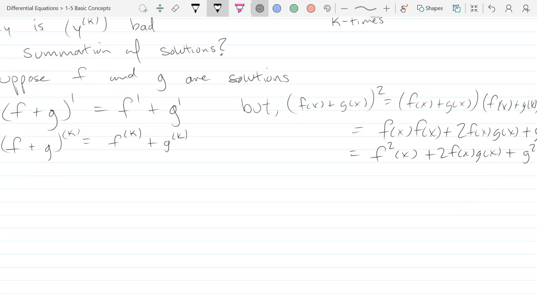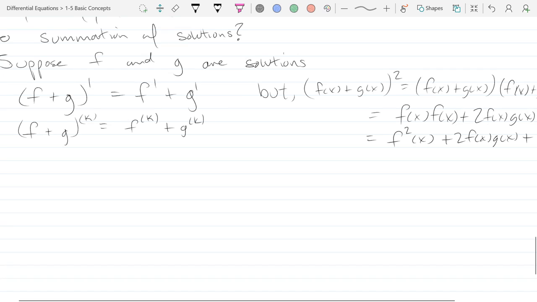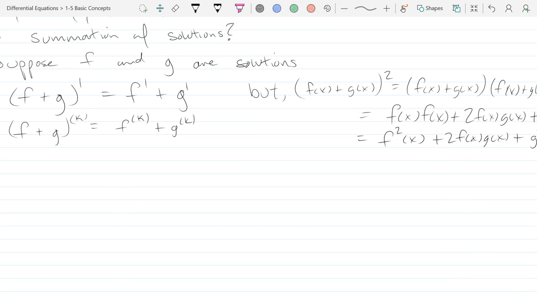So if it's linear, your derivative basically distributes across f plus g. If you're squaring or cubing, you're going to get all these intermediate terms, not just first one squared plus last one squared. You get all these intermediate ones. And that's the reason that adding up solutions only works if your ODE is linear.